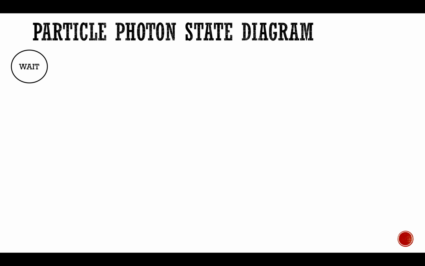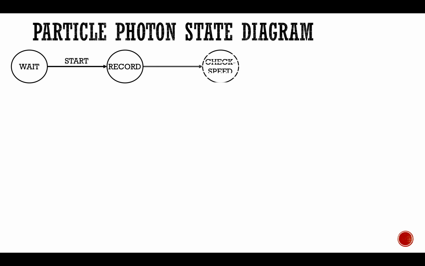We start off with the wait state and we continue to stay in wait state until we get a start signal. Start signal is usually the pressing of the setup button on our Photon device to go to the record state. In record state, we first switch on the LED and we start recording GPS values and the UV values at 1 second interval. After that, we go to the check speed state.